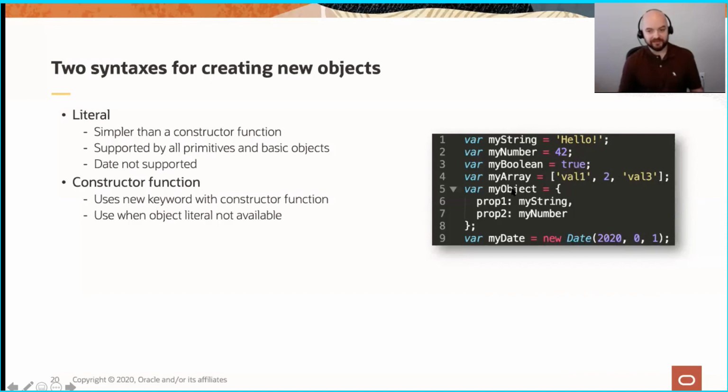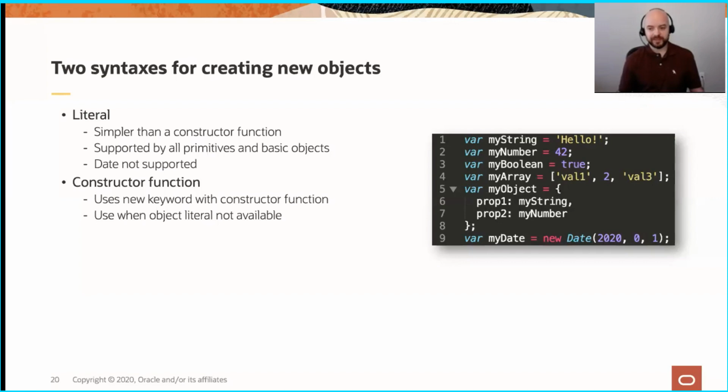Beneath that, I have an object literal. I open this with the curly braces and close it as well. And then in between, I'm just putting combinations of name value pairs. The name and value are separated by a colon, and the pairs are separated by a comma. So it's very easy to create arrays and objects in JavaScript.